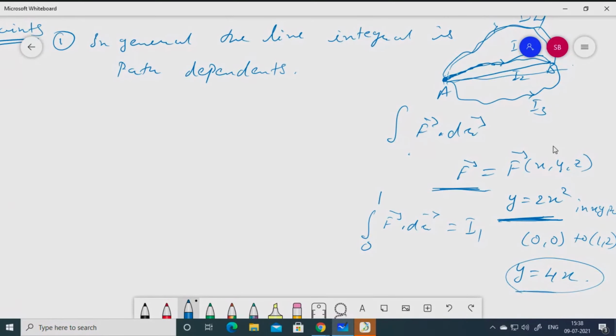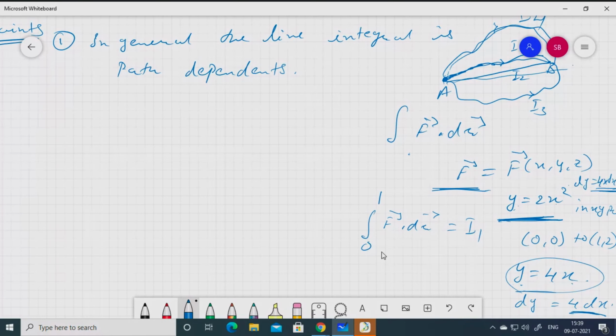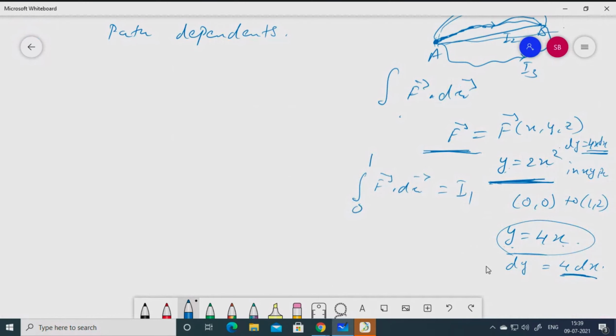No, it will not be the same, because in the first problem you are replacing y with 2x square and dy with 4x dx. Here you are replacing y with 4x and dy will be just 4 dx. So is it not a difference? Here you have 4x dx, whereas here you have only 4 dx. So obviously the solution will change. Will it or not? Yes, ma'am. Okay, it will change.